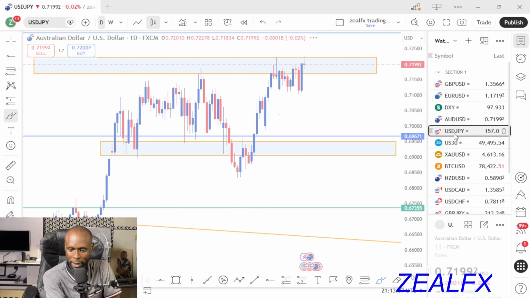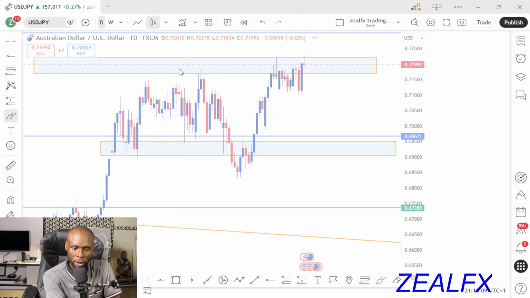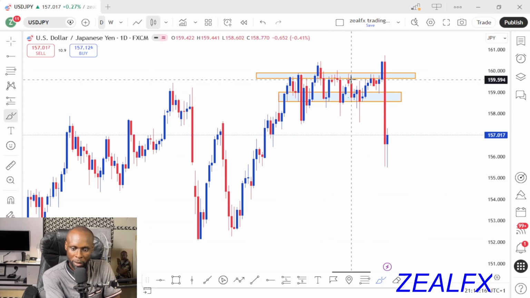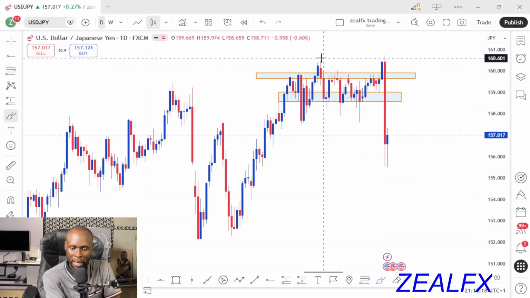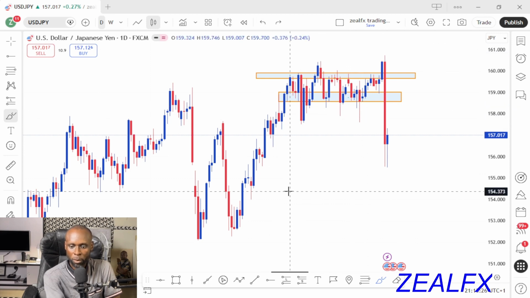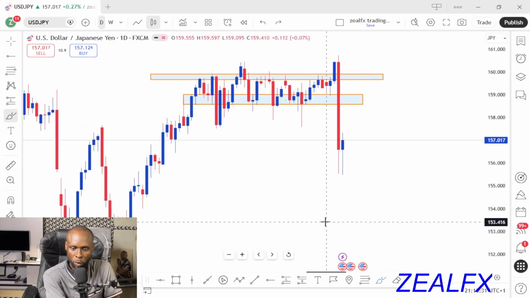So let's look at our next pair, which is the USDJPY. USDJPY last week dropped massively because of strong fundamentals from the Tokyo session. So we can clearly see that we have this strong selling, which I saw coming last week. Why? Price closed on this resistance level.